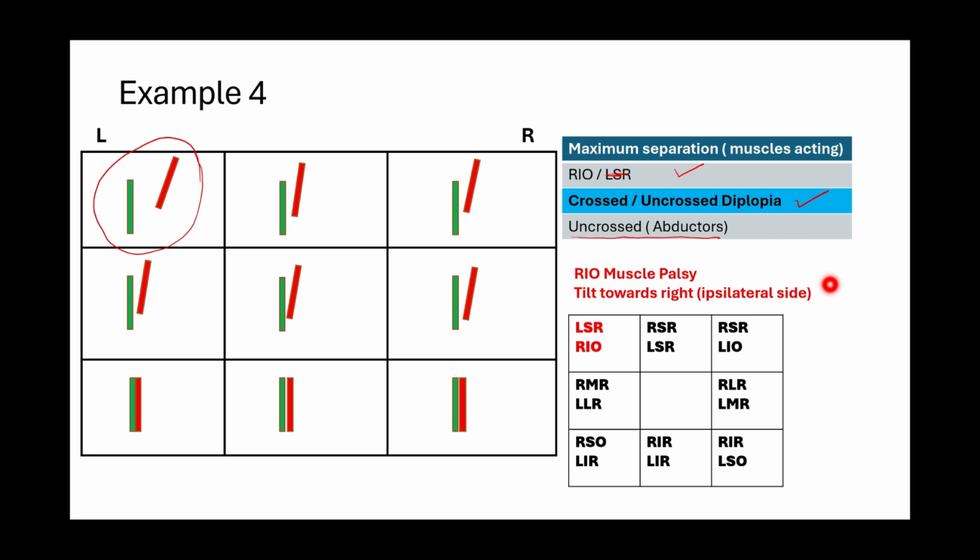Now how do we verify it? If it is an inferior oblique palsy, the tilt is towards the ipsilateral side. Here we have a right muscle palsy, so naturally we expect the tilt to be on the right side. Are we seeing a tilt to the right side? Yes, the right image is tilted towards the right side. So our diagnosis is verified. It is a right inferior oblique muscle palsy.